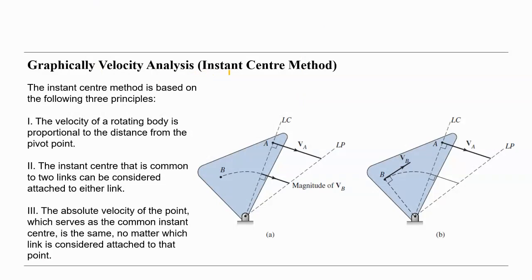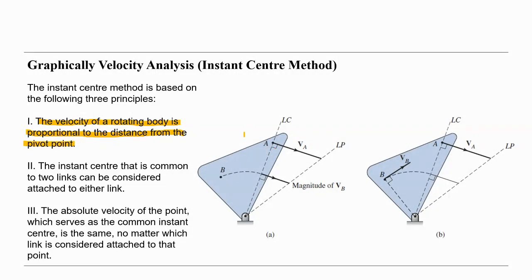So graphically, velocity analysis with instance centers. Using the instance centers, how can we analyze the velocity? The instance center method is based on the following three principles. First, the velocity of a rotating body is proportional to the distance from the pivot point. So this is important.